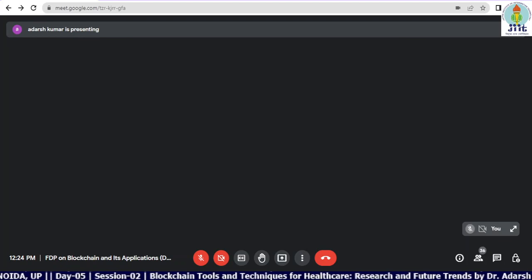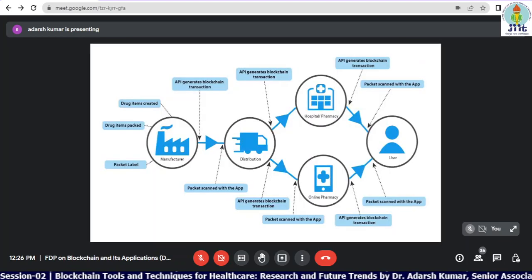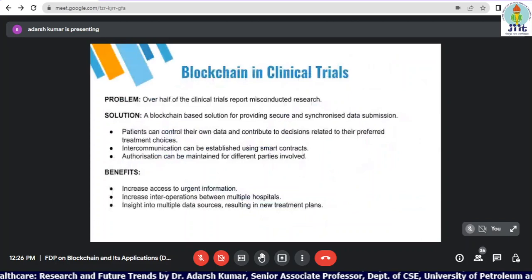And we can integrate IoT based solutions also. If any system wants to know the live condition of the drug, whether it is damaged, and that there should be no change in the data, live data can also be collected from the drugs. Then there are clinical trials. The next use case is blockchain in clinical trials.